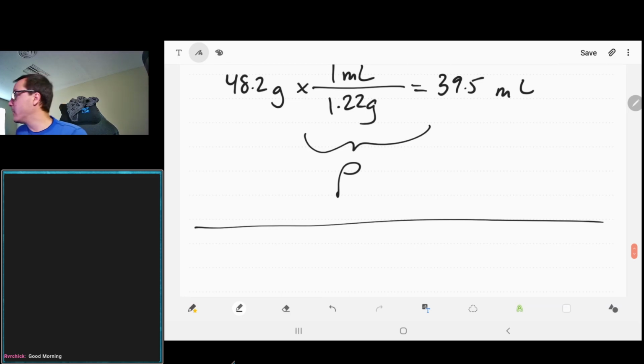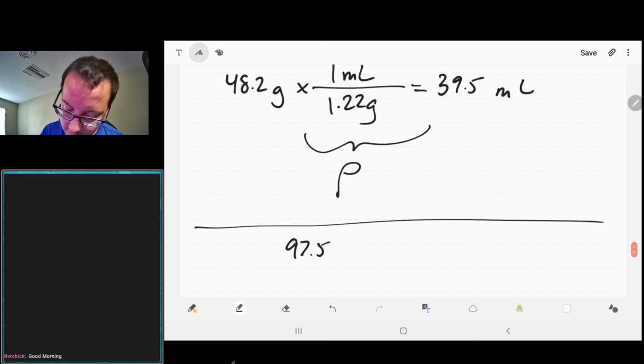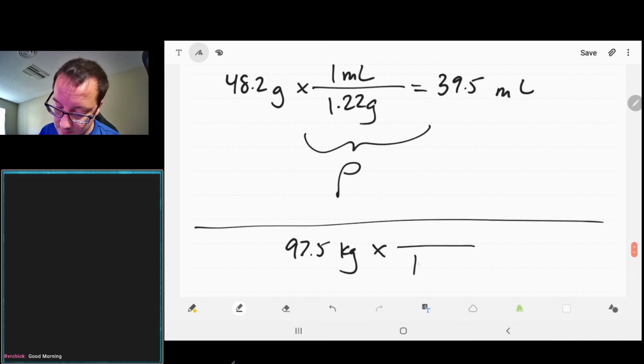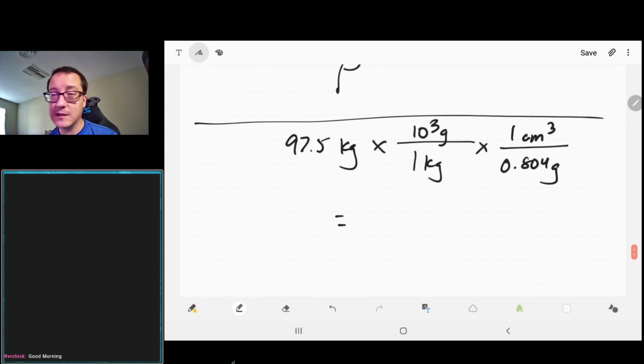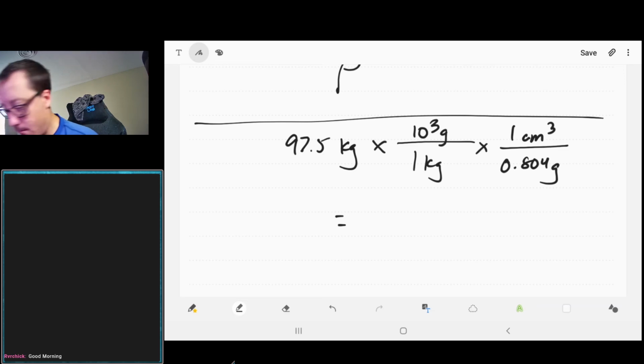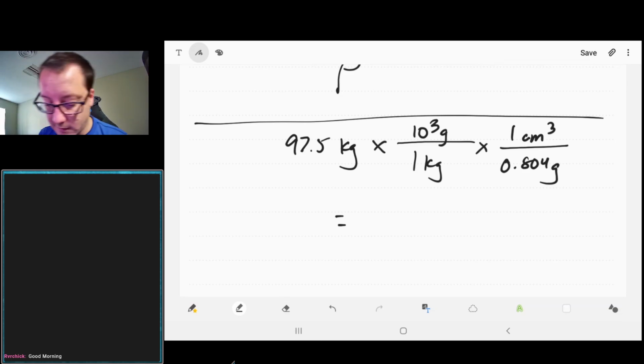You hate density, it seems. That's okay. So we have a mass of that many things. What's the volume? Okay, so 97.5 kilograms. Need to convert that to grams. Once we have grams, we can use the density of 0.804. Again, always arranging these such that everything cancels out. 97.5 times 1,000 divided by 0.804. We get 121,268.